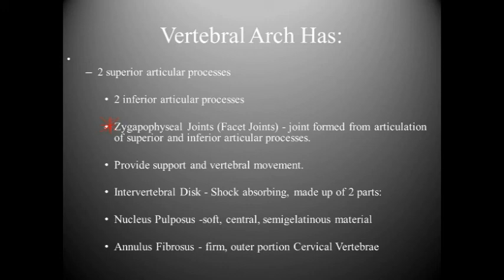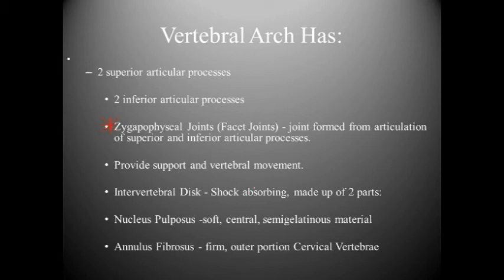But also, we have the intervertebral disc, which is the shock absorbing part of the vertebrae, situated in between the vertebral bodies, and it's made up of two parts: the nucleus pulposus, which is the soft central semigelatinous material, and the annulus fibrosus, which is the firm outer portion.